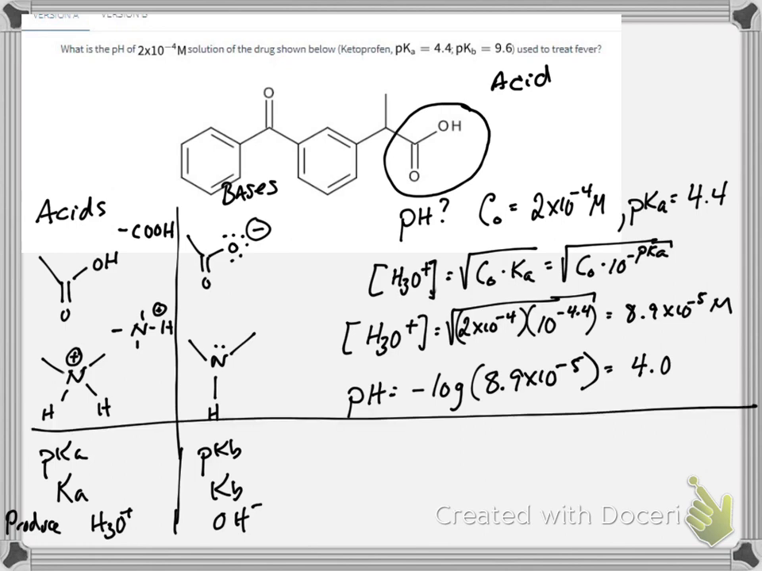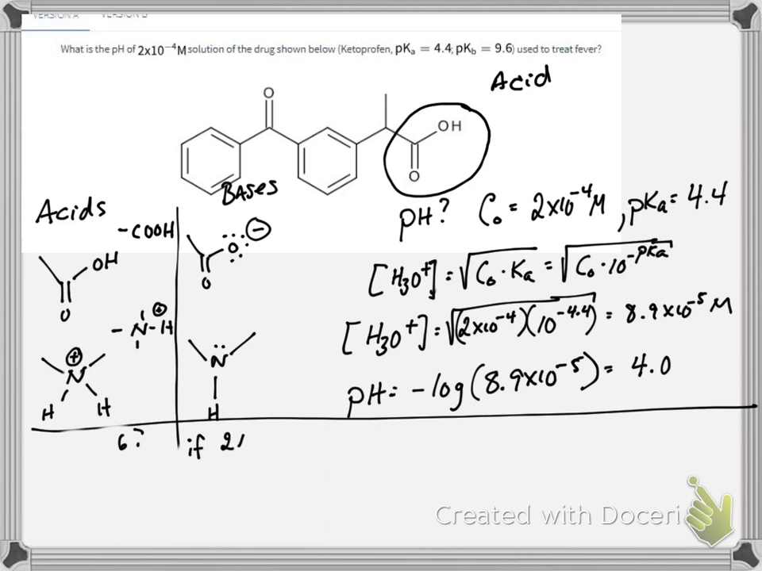Now, students always ask, why did they give us pKb, and what would happen if this was a pKb problem? If it were a pKb problem, let me erase this part here, because I'm going to write in this part.